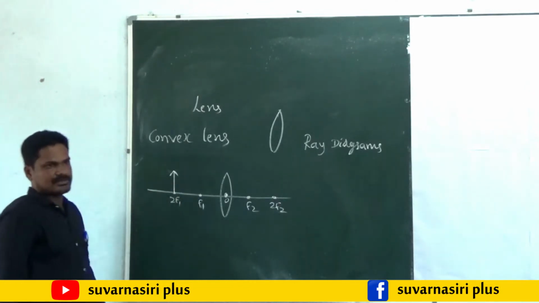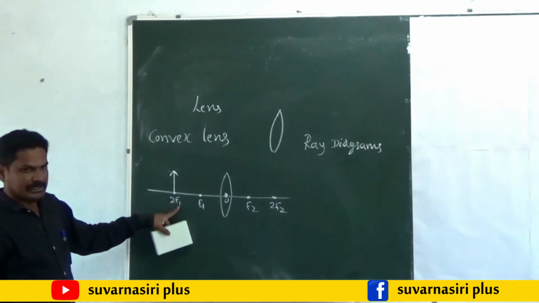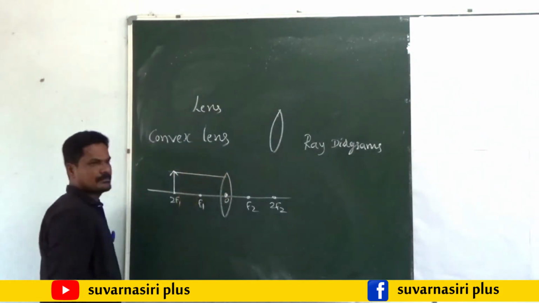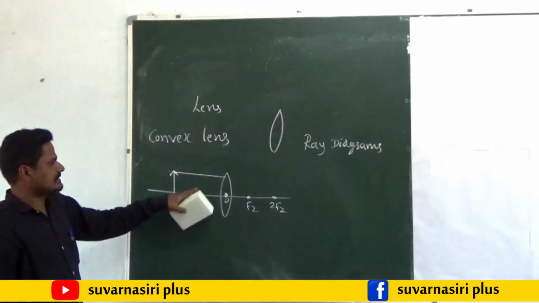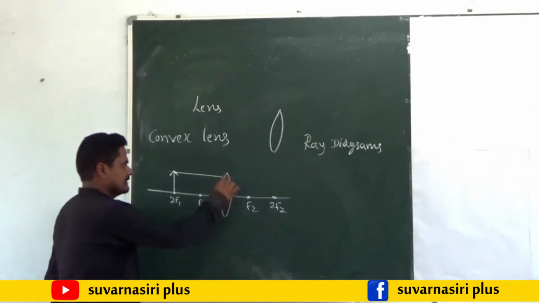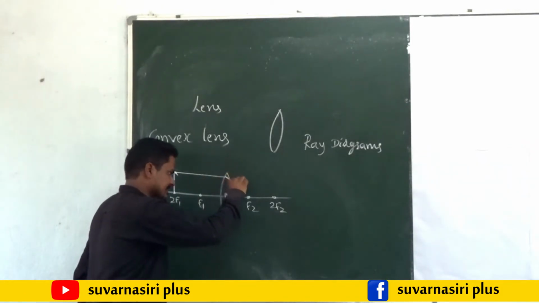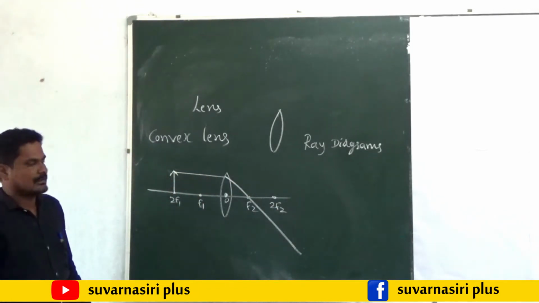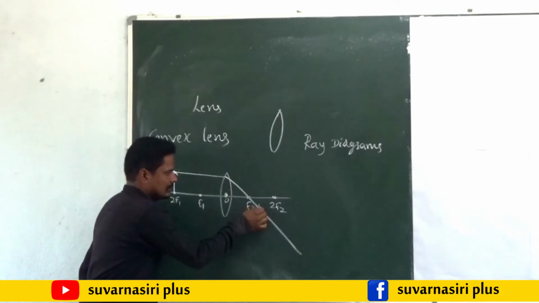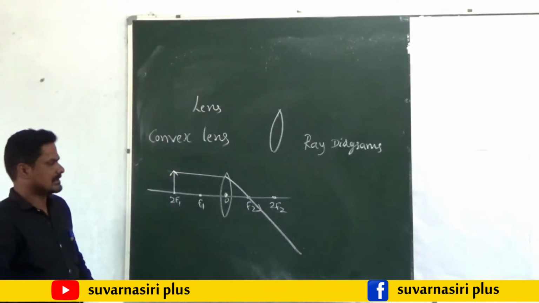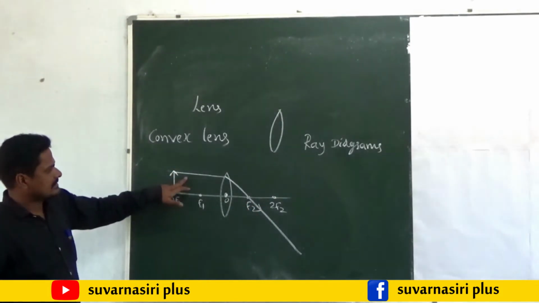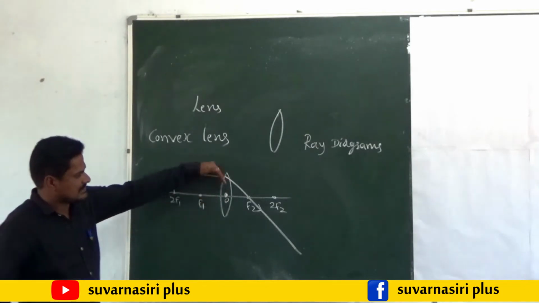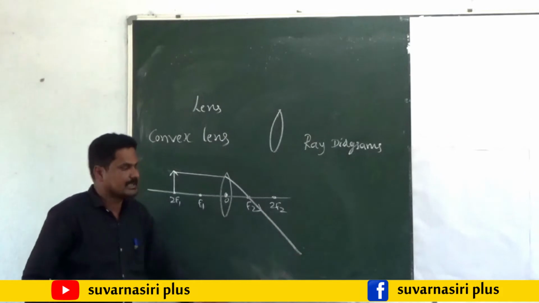If we keep an object on 2F1, a ray which is parallel to the principal axis, after passing through this lens, moves through F2. This is a rule to draw ray diagrams. When the ray is parallel to the principal axis, after passing through the lens it passes through F2.